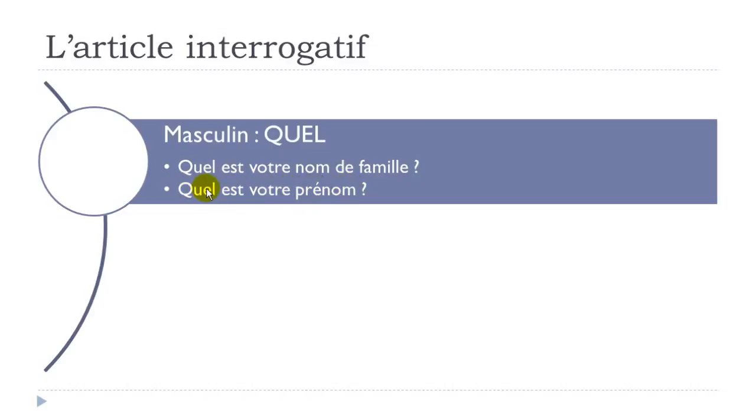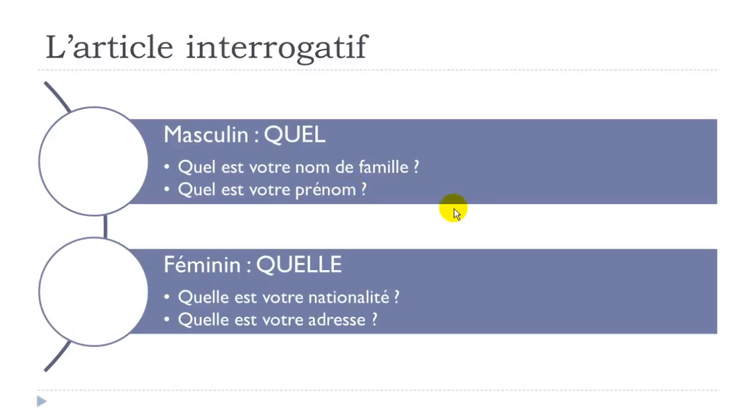So you can see now, more in detail, that nom, prénom are masculine words. And that's the reason why, in that case, you get to choose the article here according to the gender of the word it is connected to. Quel, masculine form, because nom is masculine. Quel, masculine form, because prénom is masculine. Let's see now the feminine.